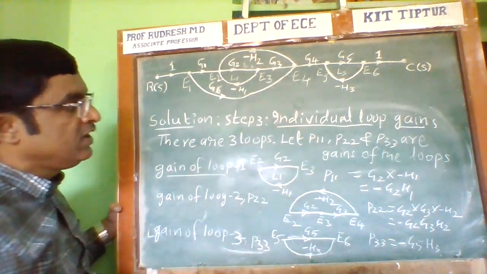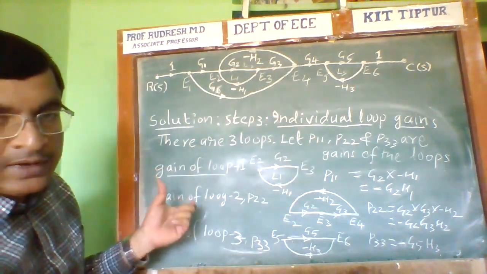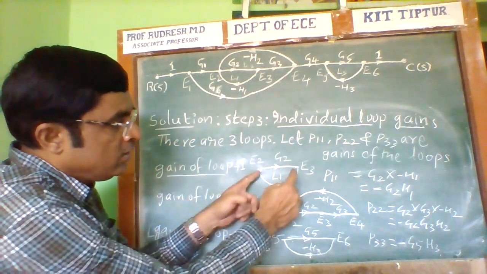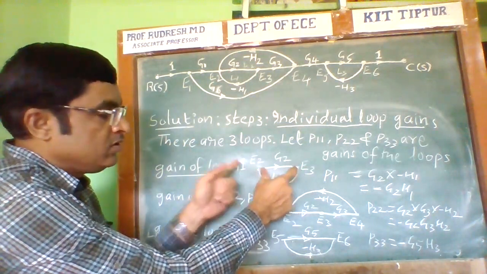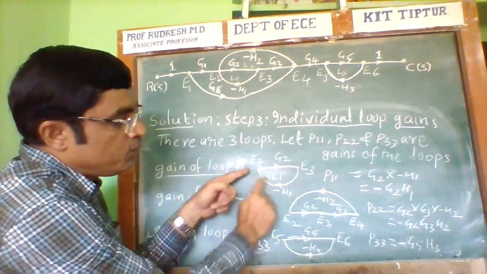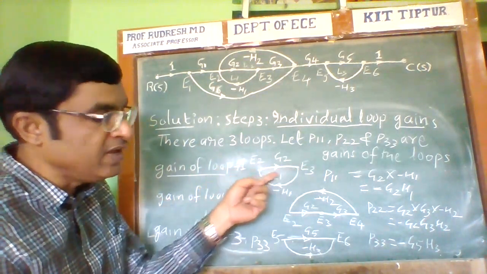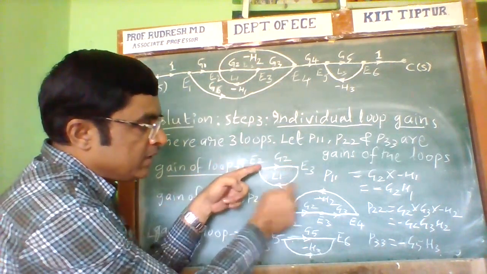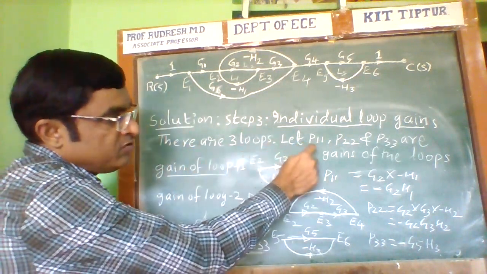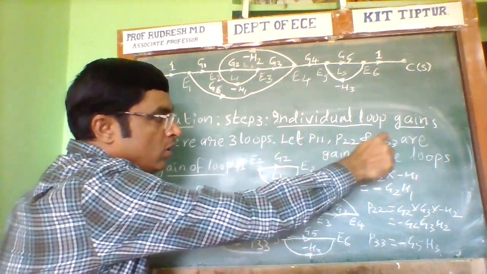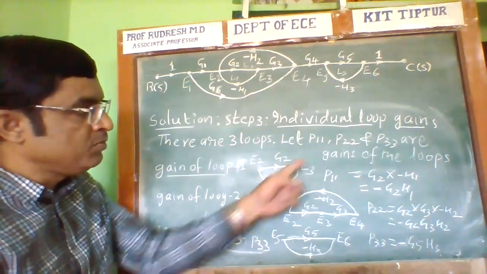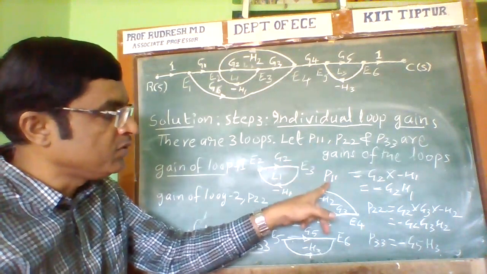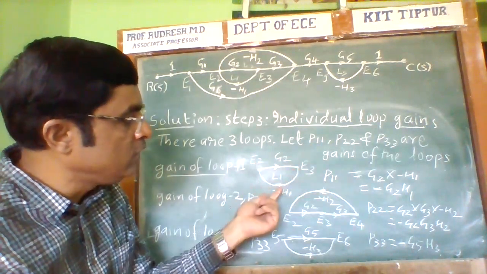Therefore, after identification of the loops, we need to calculate the loop gains. Loop gain means the product of the branch gains. G2 is a gain, minus H1 is a gain, and we need to multiply them. I have mentioned P11, P22, P33. P11 is the symbol for the loop gain of this L1. Therefore, P11 is equal to the product G2 into minus H1.